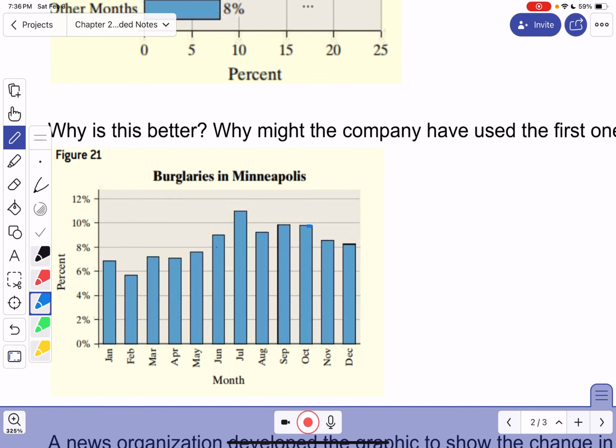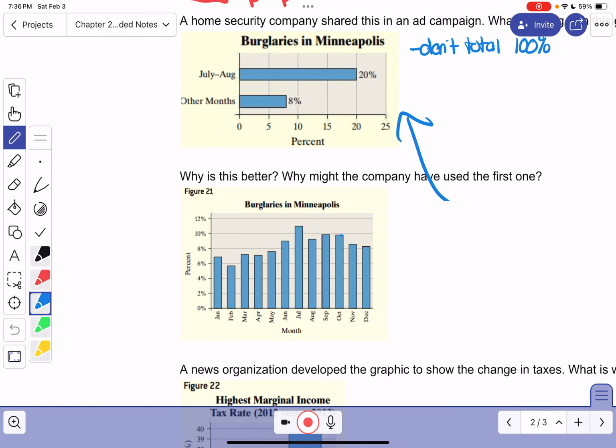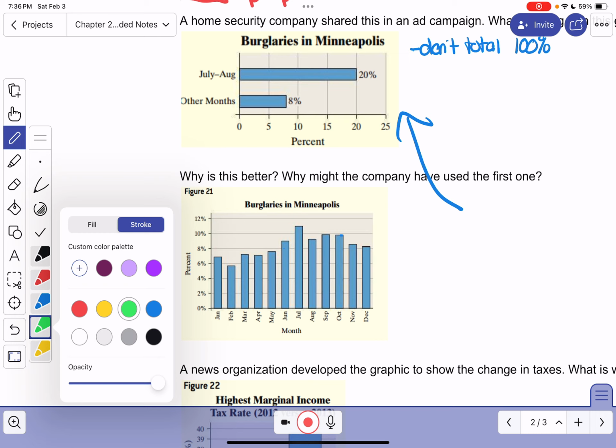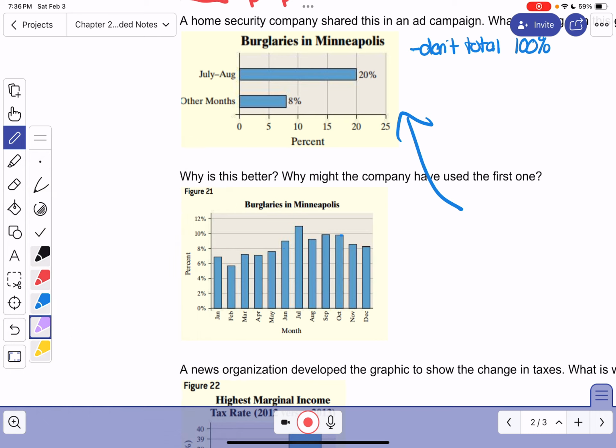Why would the company have done that? Well, this is going to make people startled and go, oh my gosh, there's a lot of burglaries. I need to take care of something. So that's more likely to spur action and spur people to buy things.